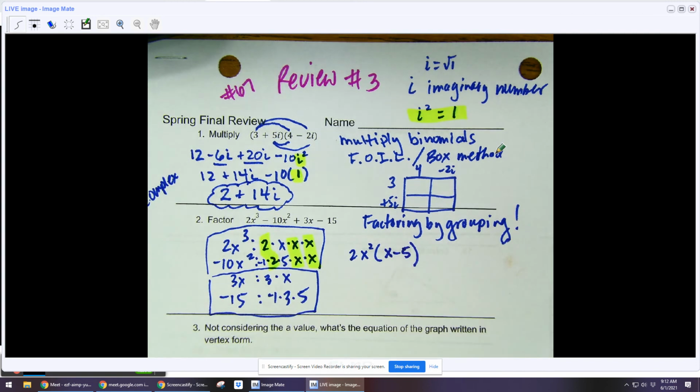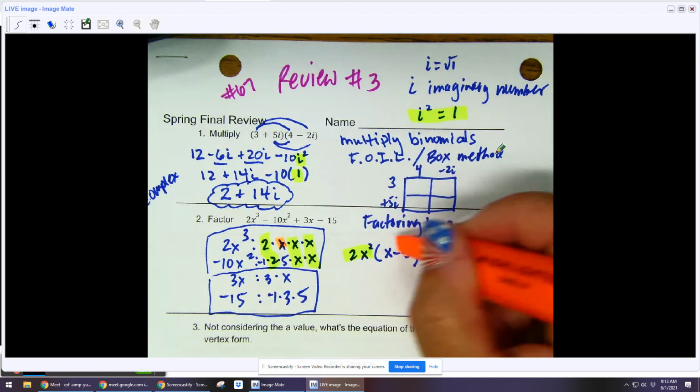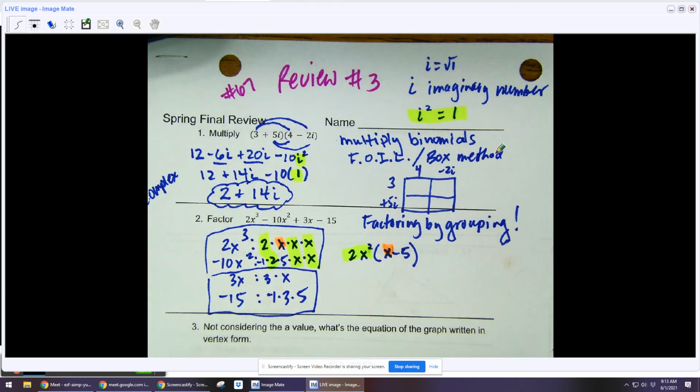Look to see how this worked out. What was in common goes out front. What was left over goes inside here.